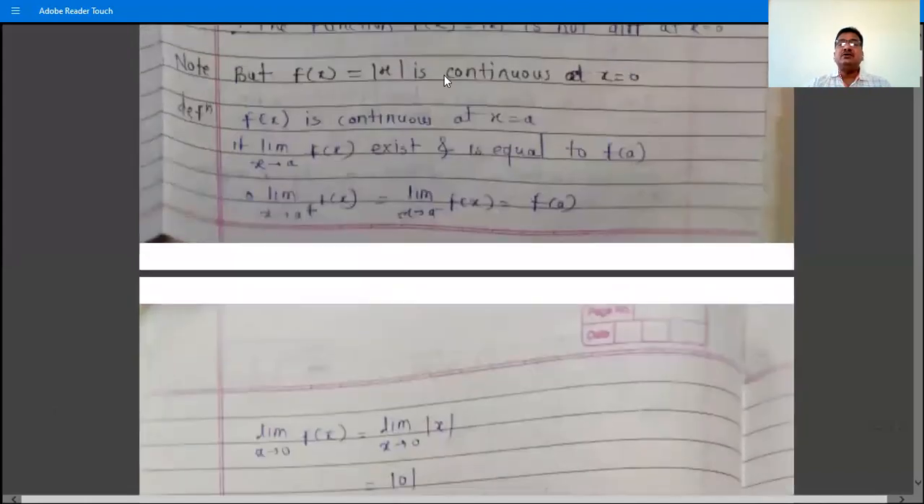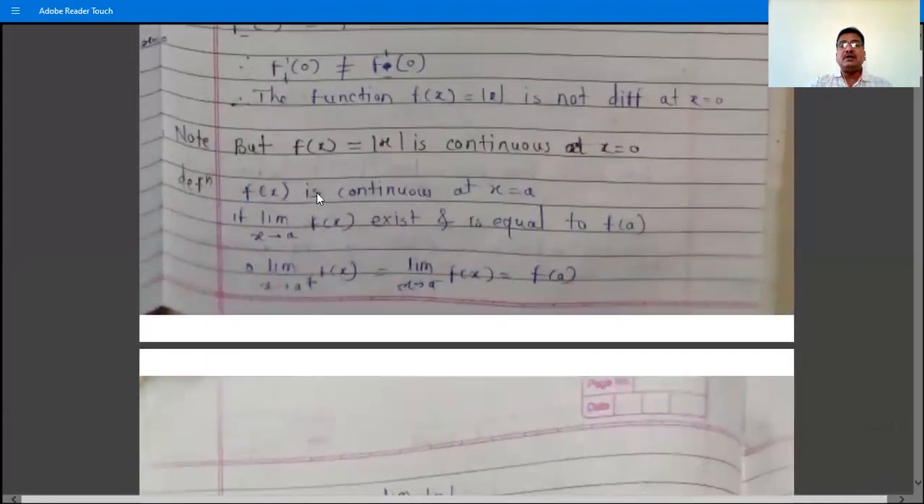But this f(x) equal to mod x is continuous at x equal to 0. Why is it continuous? Because f(x) is continuous at x equal to a if the limit as x tends to a of f(x) exists and is equal to f(a). And this limit as x tends to a of f(x) exists if the limit as x tends to a+ of f(x) is equal to the limit as x tends to a- of f(x), that is, the right hand limit and left hand limit are both equal. Then we say the limit of f(x) as x tends to a exists.